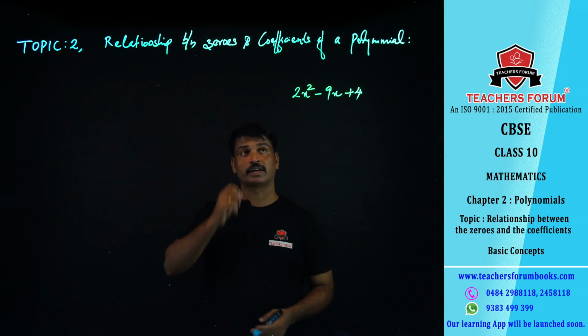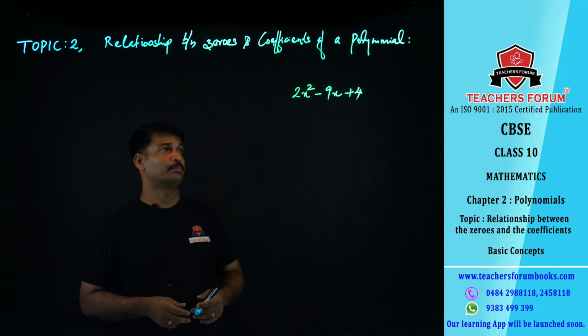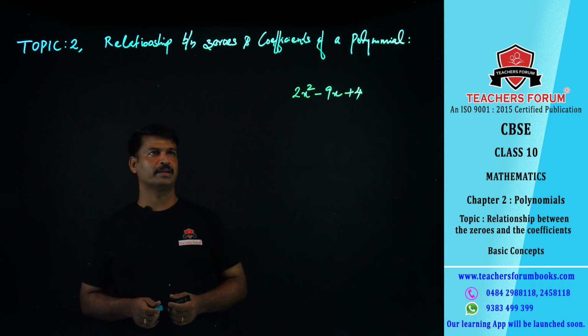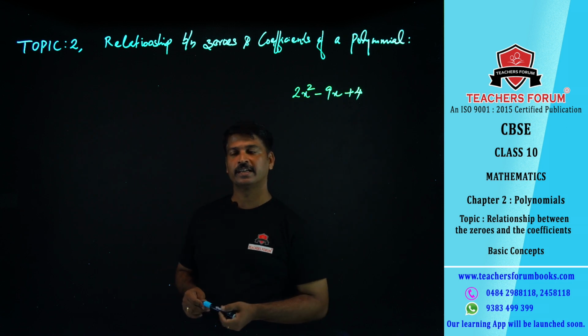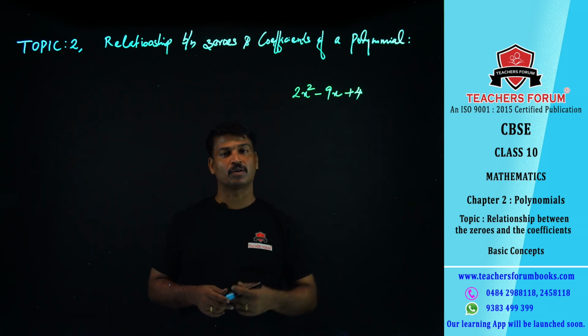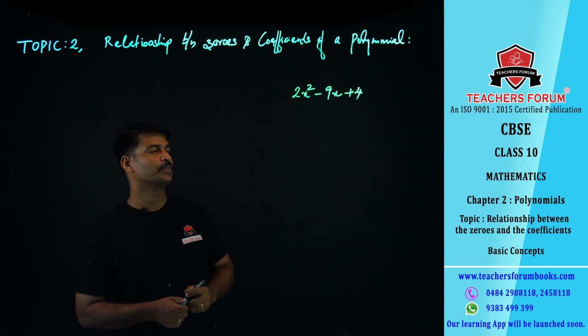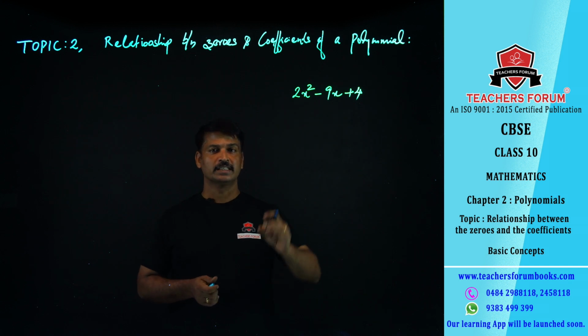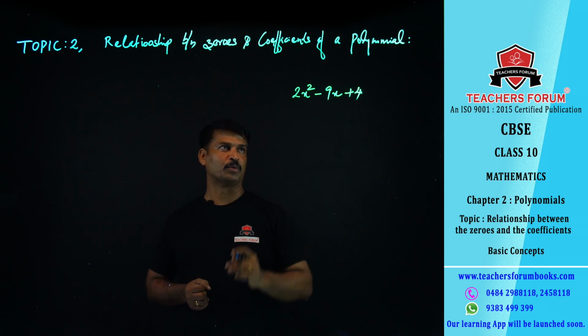We are given a quadratic polynomial 2x square minus 9x plus 4. It's a quadratic. Why is it a quadratic polynomial? You see its degree. What is its degree? Its degree is 2. So when the degree is 2, the polynomial is called quadratic polynomial. Now let us use the splitting the middle term method to find the zeros of this polynomial.